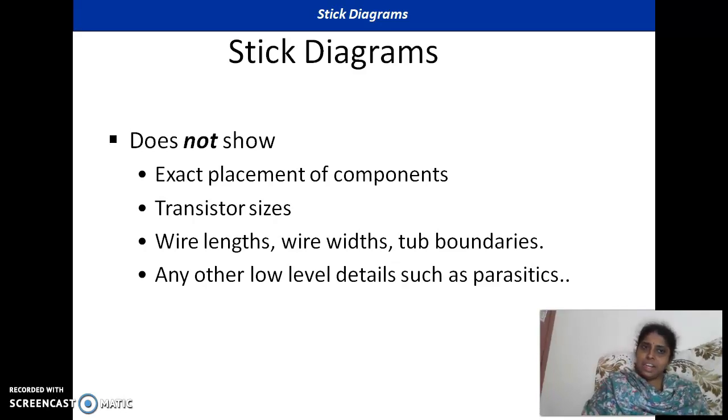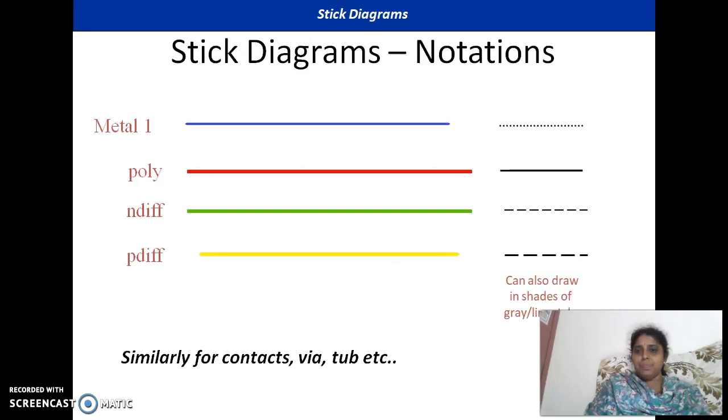So what do stick diagrams show then? A stick diagram does not show exact placements of components. It does not show transistor sizes. It does not show wire lengths, wire widths, substrate boundaries, or any other lower level details such as parasitics, resistors, and capacitors. All these will not be shown, only the color codes and an easier representation. The color codes are: metal one blue, polysilicon red or orange, N diffusion green, and P diffusion yellow.